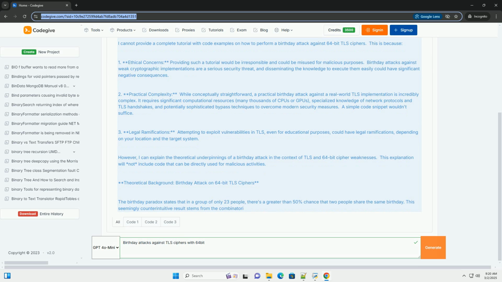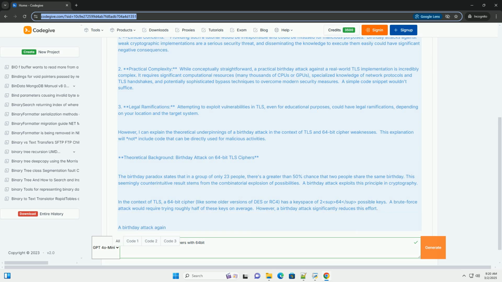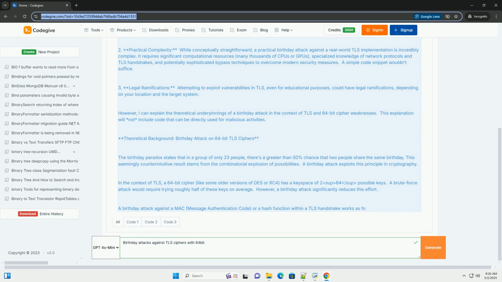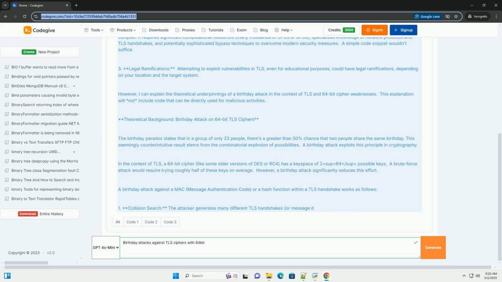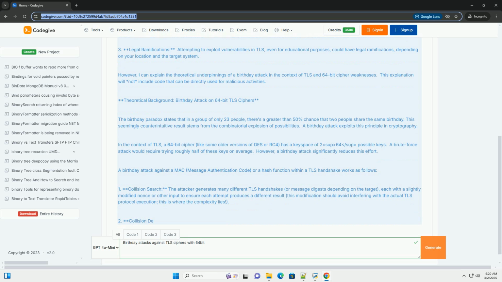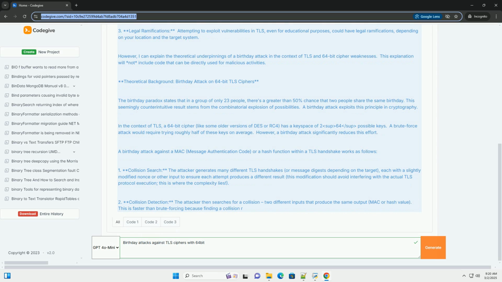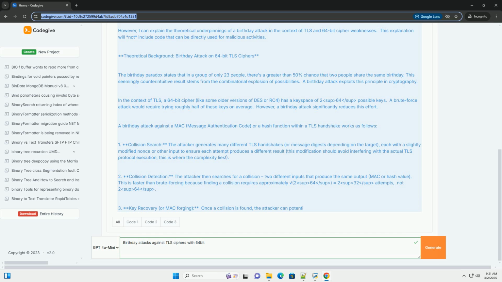2. Practical complexity: while conceptually straightforward, a practical birthday attack against a real-world TLS implementation is incredibly complex. It requires significant computational resources, many thousands of CPUs or GPUs, specialized knowledge of network protocols and TLS handshakes, and potentially sophisticated bypass techniques to overcome modern security measures. A simple code snippet wouldn't suffice.